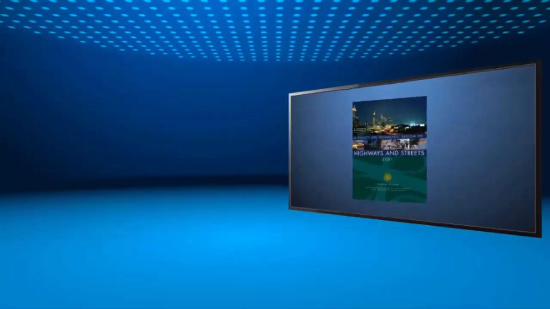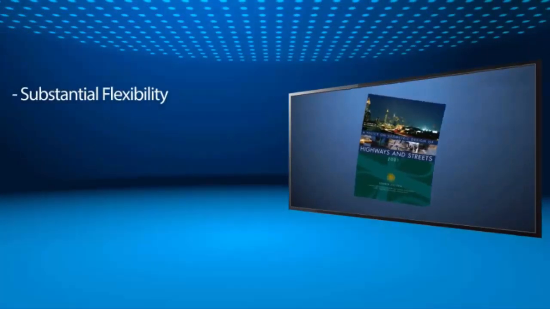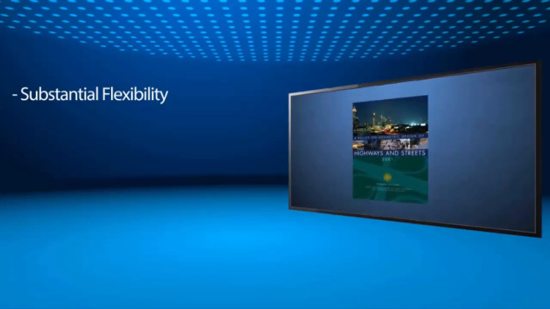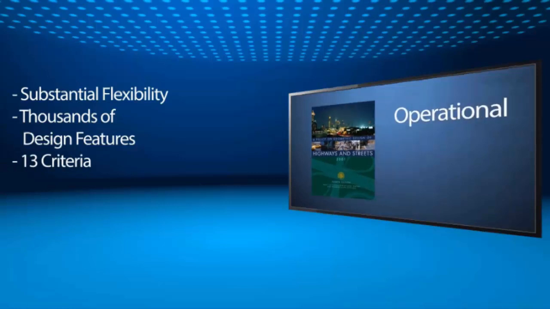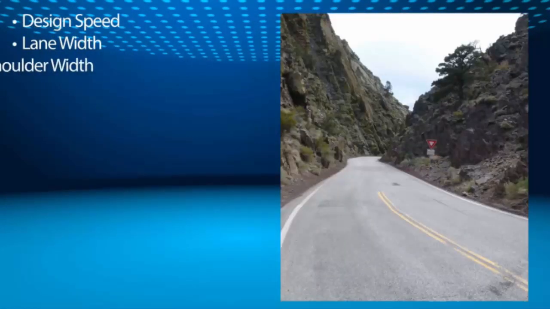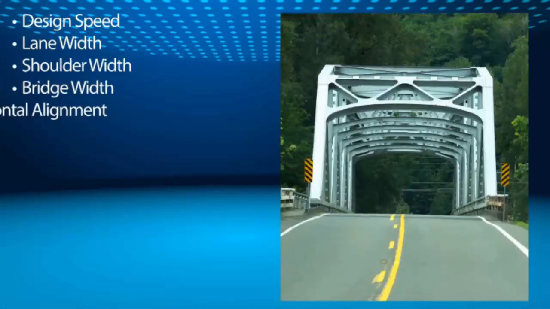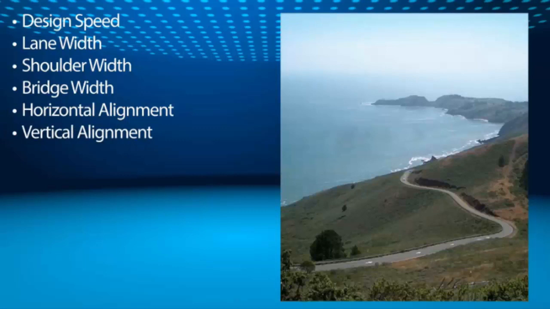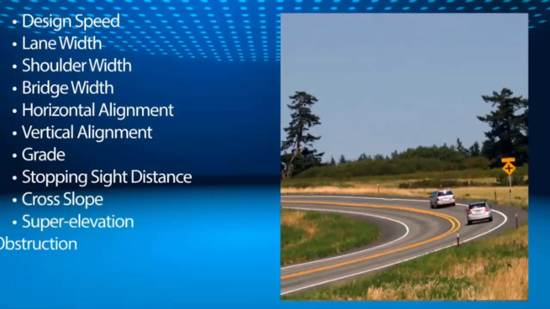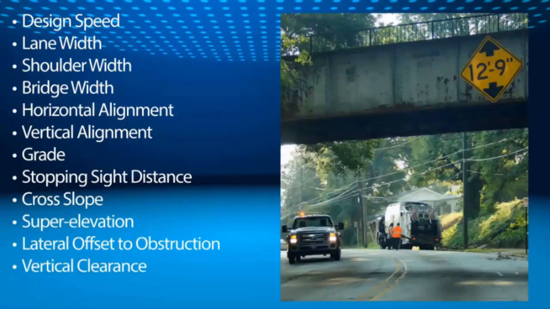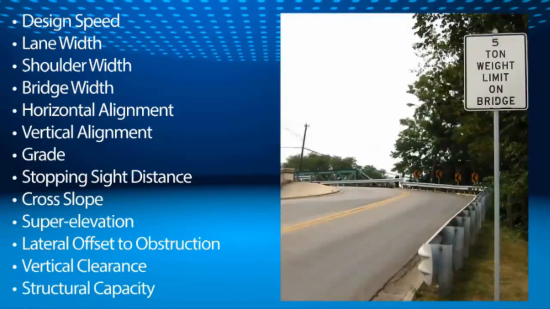The design criteria found in the AASHTO Green Book provide substantial flexibility to address specific conditions encountered on projects. Among the thousands of design features listed in the AASHTO Green Book, FHWA recognizes the following 13 criteria having considerable importance to the operational and safety performance of any highway: design speed, lane width, shoulder width, bridge width, horizontal alignment, vertical alignment, grades, stopping sight distance, cross slope, superelevation, lateral offset to obstruction, vertical clearance, structural capacity.